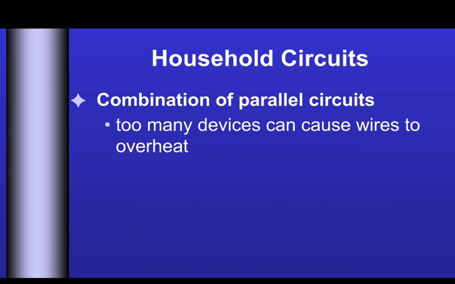Too many devices on something can cause a circuit or wires to overheat. And we have some devices that are going to help us. Have you ever tripped a circuit breaker in your house? Yeah. So you have to go to that circuit breaker box. That circuit breaker box is there because too much voltage is running through those wires. It's just there so we don't have a house fire.